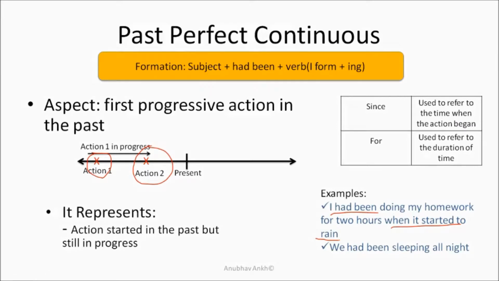Since and for we understand. See, sometimes there is an exception. The work may not be in progress, so we will cross it for sentences like these. Some action of continuity in the past. We had been sleeping all night. We are talking about night, and what was going on in the night? Sleeping. Clear? Some continuous, some progressive action of the past.